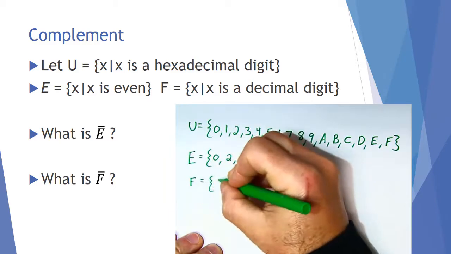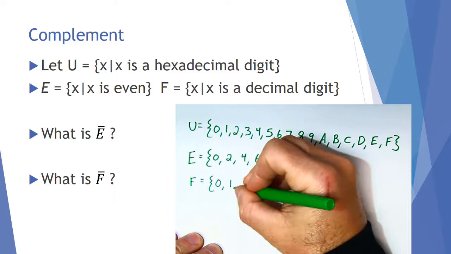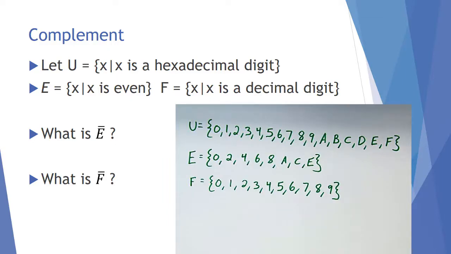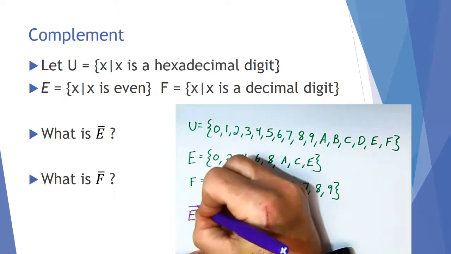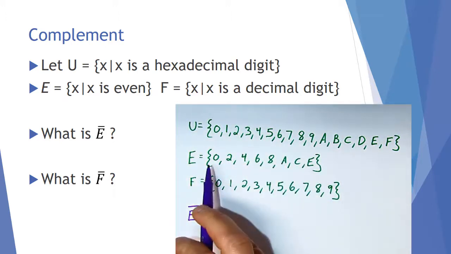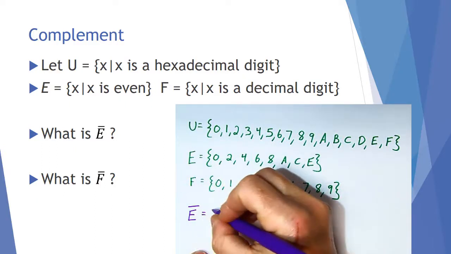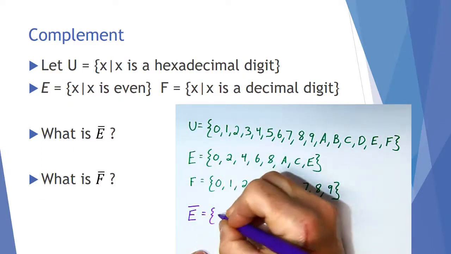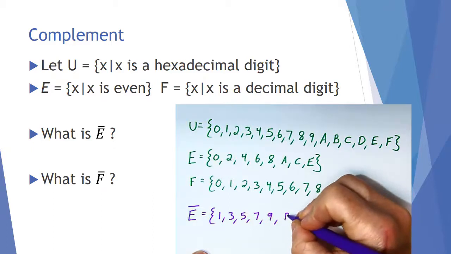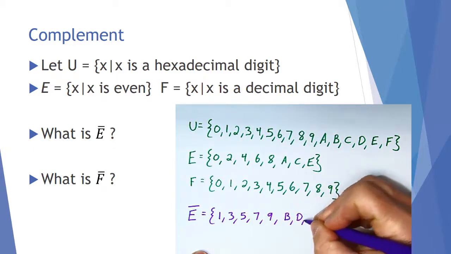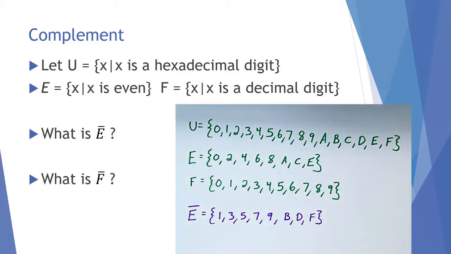F consists of all of the decimal digits. So those are, of course, 0 through 9. And now we can determine the two complement sets that are given. The complement of E then will consist of all of the elements that are not in E. In other words, all the elements that aren't even, well, those would be the ones that are odd, including, of course, 1, 3, 5, 7, and 9, but also B, D, and F, since those are 11, 13, and 15.